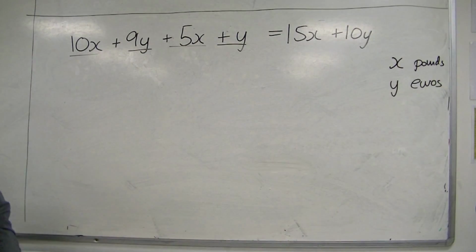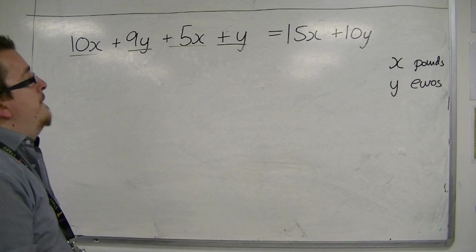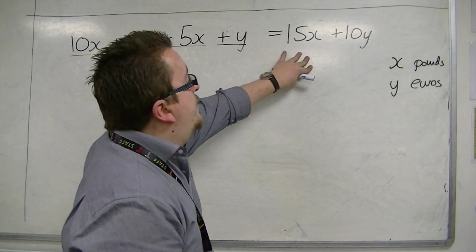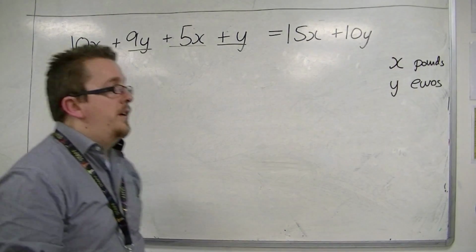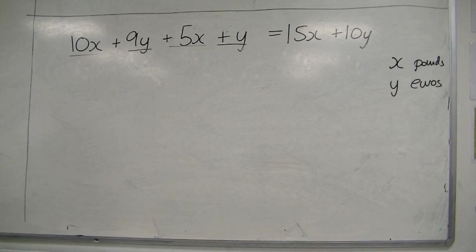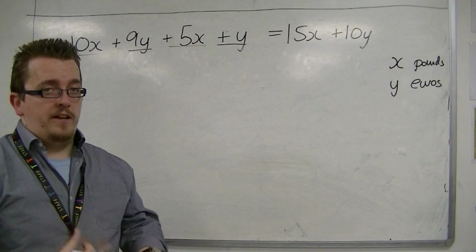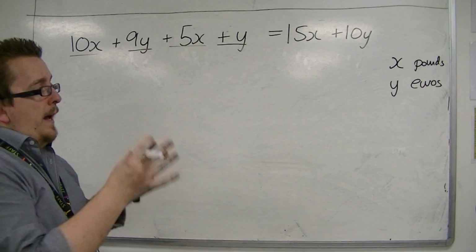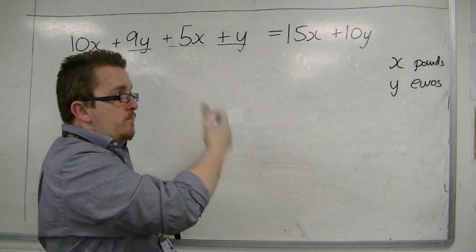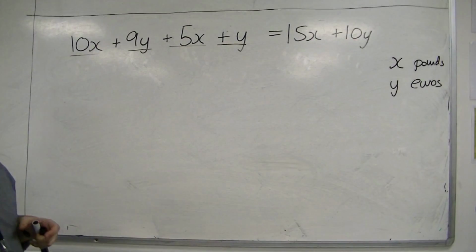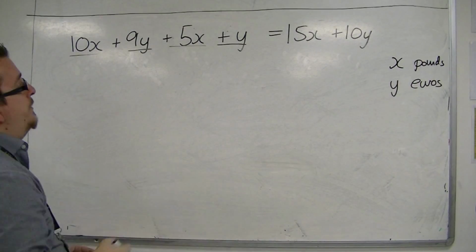And so my simplifying here is that I would end up with £15 in one pile and 10 euros in the second pile. So this is the concept of collecting like terms, putting the x's and y's into their piles, effectively. How many x's, how many y's?